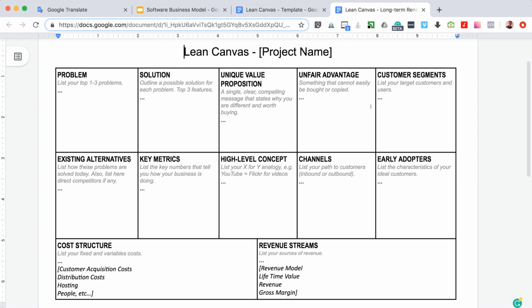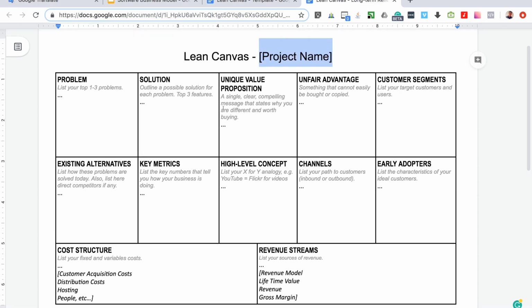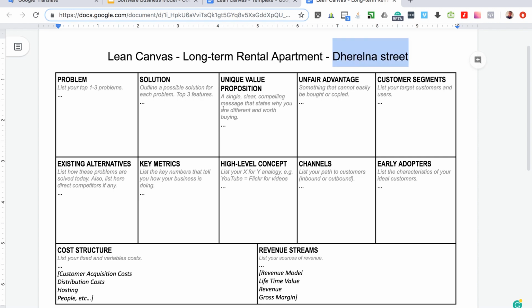Cool. For the project name, it will be pretty simple. Let's call it the same name as the document, long-term rental apartment. And we can also add the street name of this apartment so I remember what specific apartment it is all about. Jarelna Street in my case. This is the street name here in Lviv.